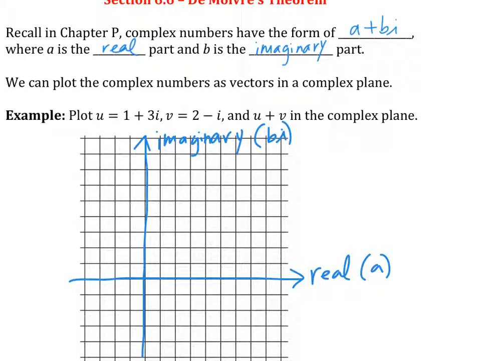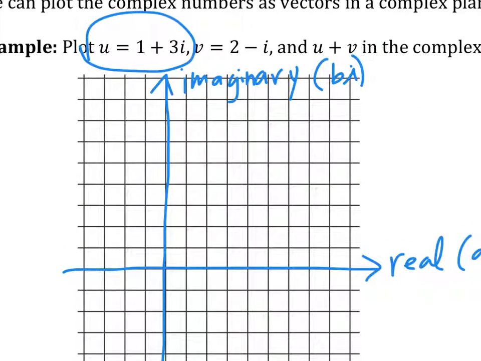So when we're graphing a complex number, we're thinking x-axis is the real part, y-axis is the imaginary part. For example, u equals 1 plus 3i. You can just think of it as (1, 3), and you can think of it as a vector. So (1, 3) is right here, u. V is 2 minus i, so that is 2 and then negative 1. This is v.